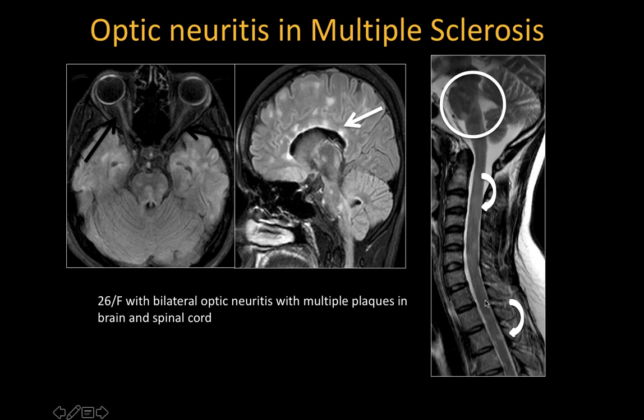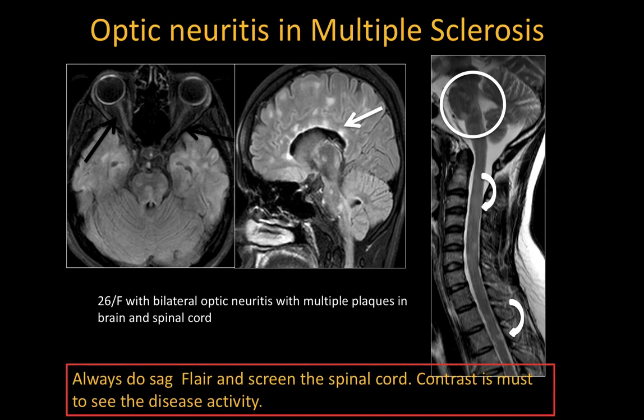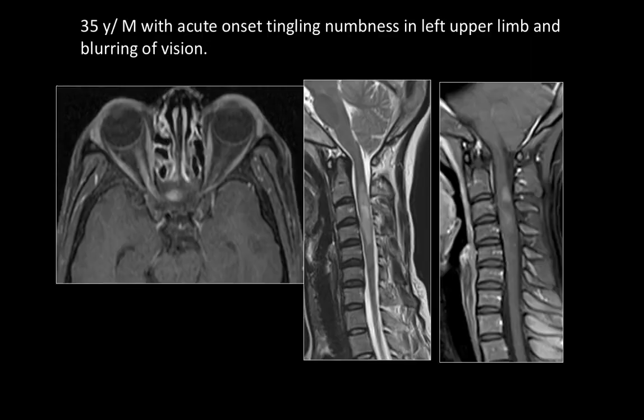Remember, the spinal cord plaques are short plaques and usually they involve the lateral or the posterior funiculus. So always sagittal FLAIR images are recommended in these patients, and also screening of spinal cord to rule out spinal cord involvement. Contrast is a must to see the disease activity.